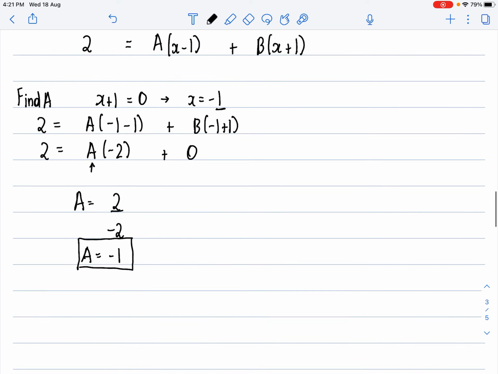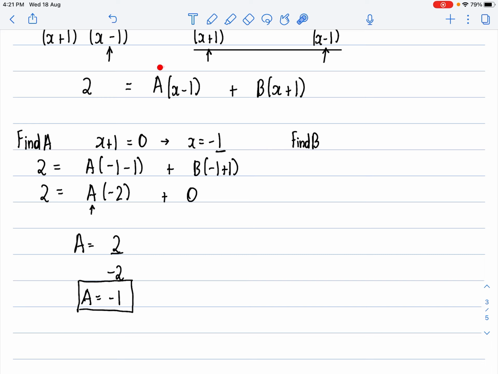In the same way, I need to find b. I know now for b, I need this full part to be 0. That means first I need x minus 1 to be equal to 0. So I write this as x minus 1 equals 0. So I get my x as positive 1. Correct? This is what I basically get. So now I substitute this. So I get 2 equals a into 1 minus 1 plus b into 1 plus 1.